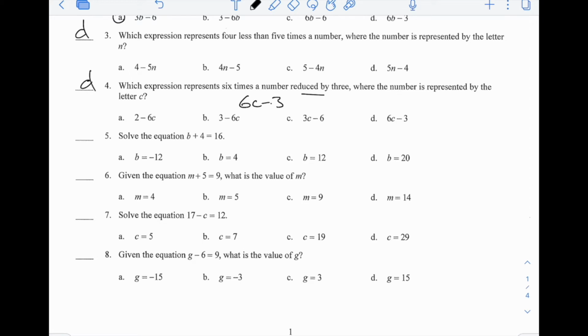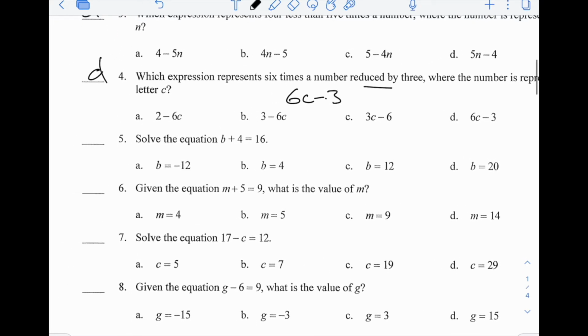Solve the equation b plus 4 equals 16. Okay, so one-step operation. I see it's adding 4, so I subtract 4 to isolate my variable. Subtract 4. That leaves me with b equals 16 subtract 4, which is 12.